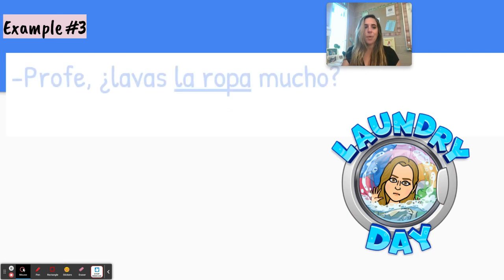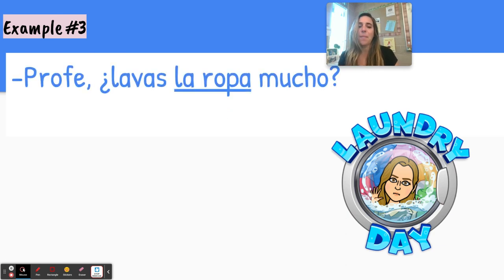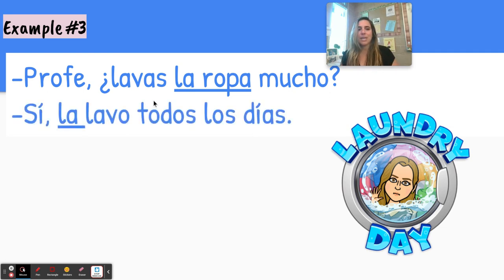One more example. Someone asked Profe, do you wash clothes a lot? Now, in this case, we're using it, the clothing, being replaced with the direct object pronoun, la. So your answer would look like this. Sí, la lavo todos los días.